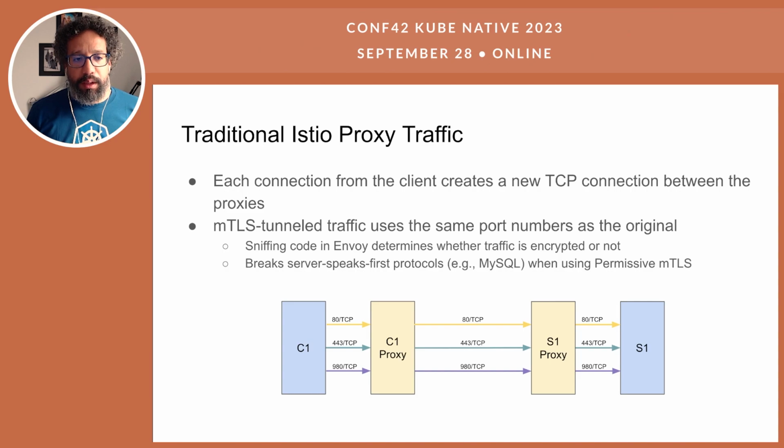So what is HBONE? Traditionally, with Istio-based proxies in Istio sidecar, every connection from the client creates a new TCP connection between the proxies. So you see here, I have two containers, C1 and S1. Container C1 talks to 3 different ports. And then for each of those ports, there is a new TCP tunnel or TCP connection created between the proxies.